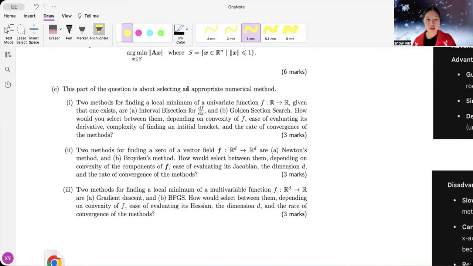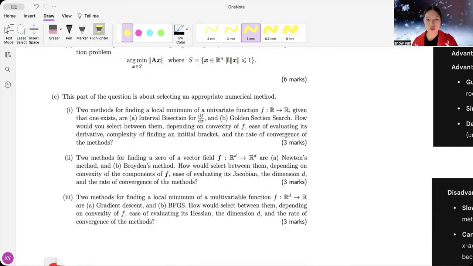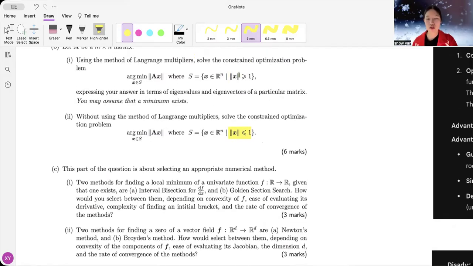And then for part 2, we're asked, without using the method of Lagrange multipliers, to solve the constrained optimization problem, argmin of norm of Ax, where S is equal to this, where now we're smaller than or equal to 1. So the only thing that changed was the constraint. Before, if we were greater than or equal to 1, we wanted to minimize it, so we picked it on the boundary as the optimal case. But now we can go smaller, and there's no hard limit on how far we can go, or is there? It's actually just 0, right?